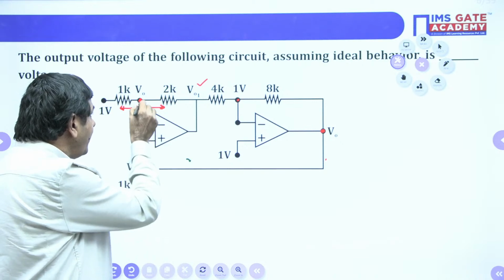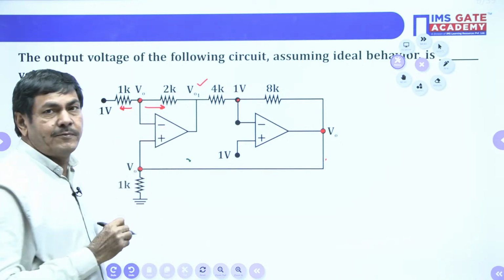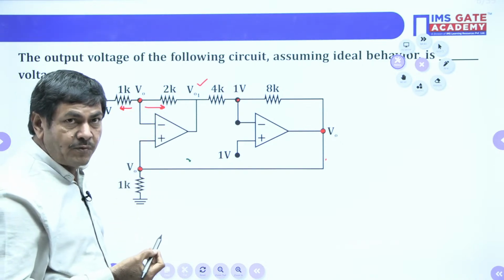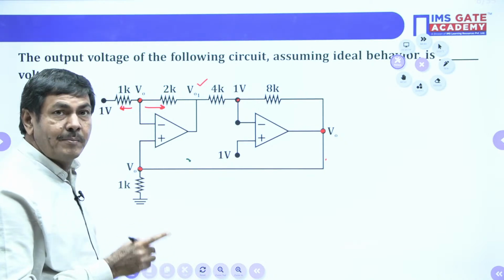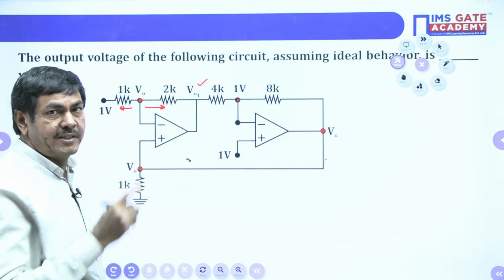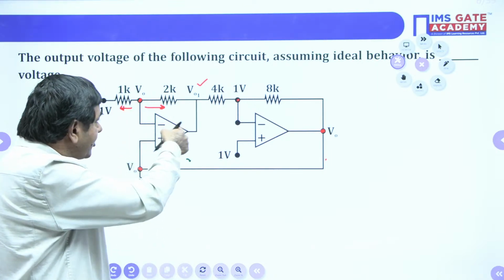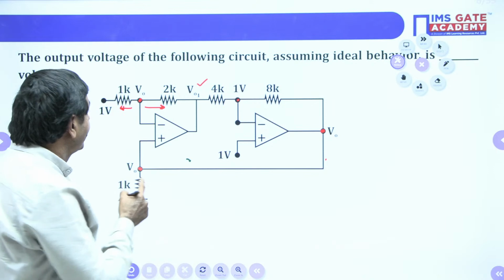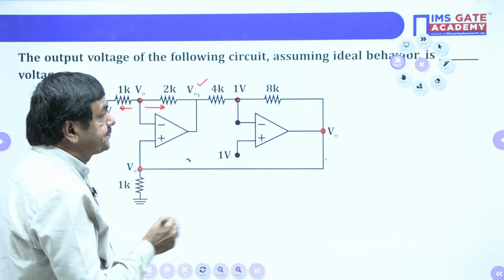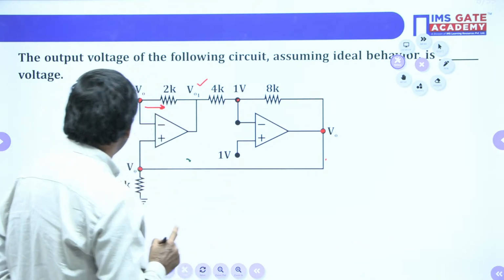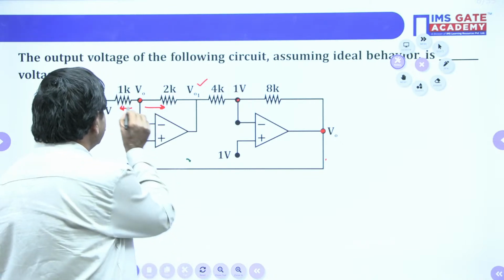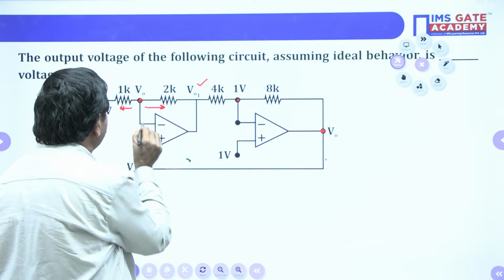But we cannot find any current through the operational amplifier. Why doesn't current flow? Because an ideal op amp has infinite resistance, it doesn't allow any current to pass in this direction. Now, as per the nodal analysis, the summation of all the currents equals 0.